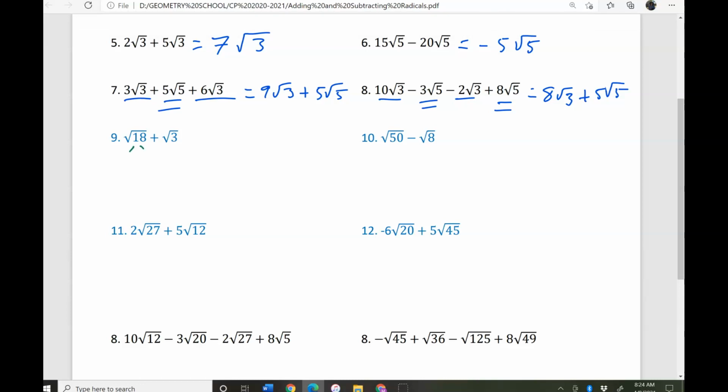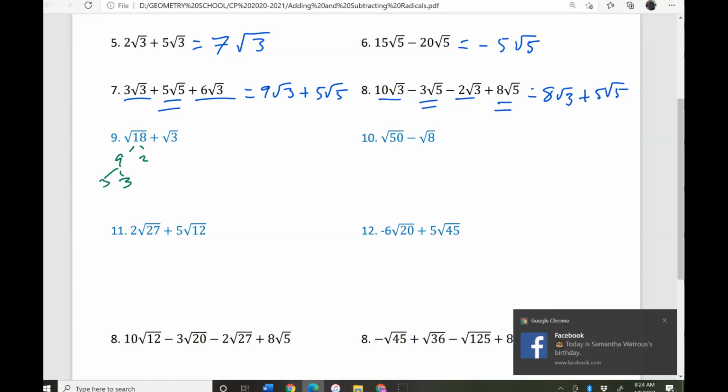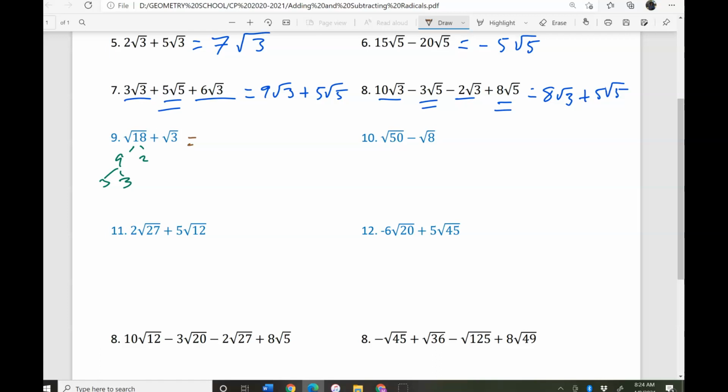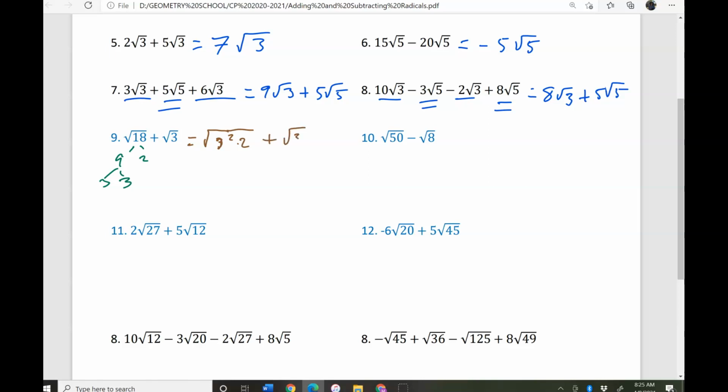So here I can simplify this radical. So this is the same thing as 9 times 2. And this is a 3, and this is a 3. So that becomes, let's see, the square root of 3 squared times 2 plus the square root of 3.